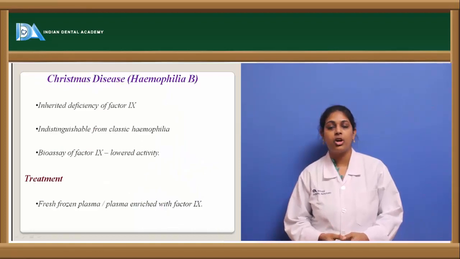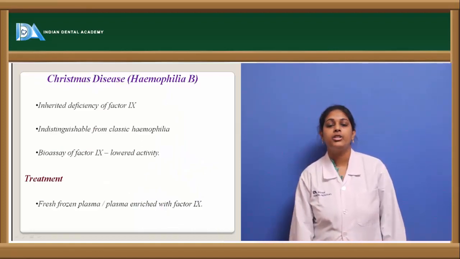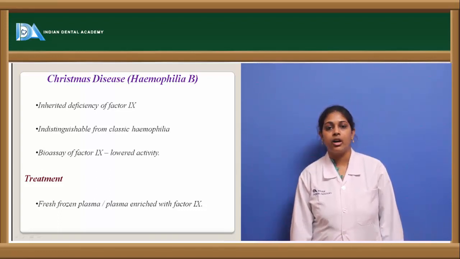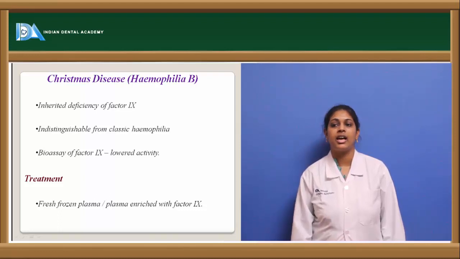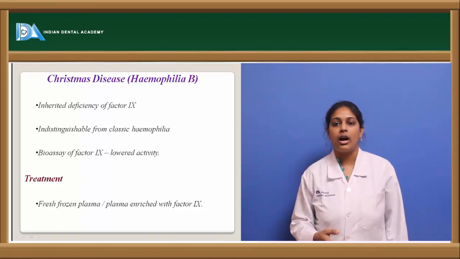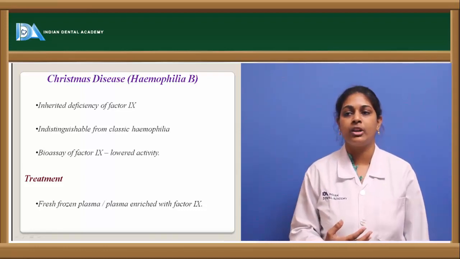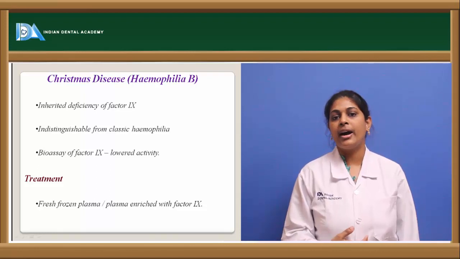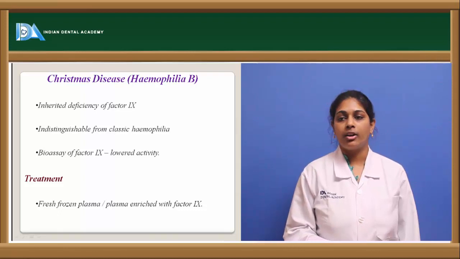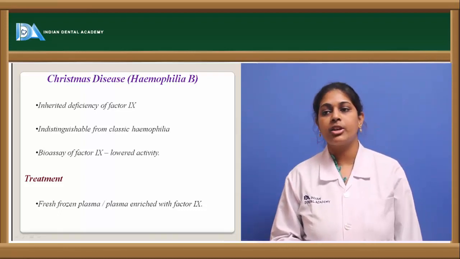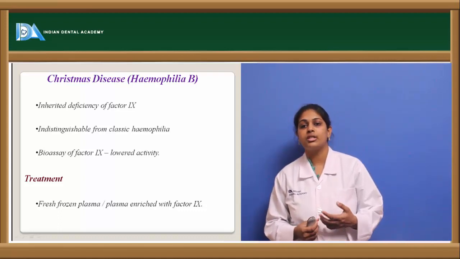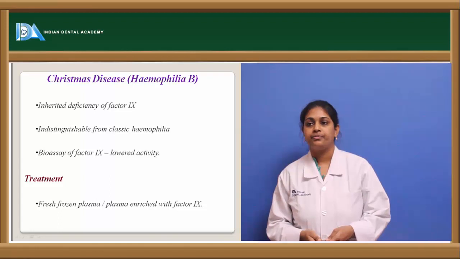Coming to the Christmas factor, also known as hemophilia B, it is because of a deficiency in clotting factor 9, and it is completely indistinguishable from classic hemophilia. That is, the clinical features, signs and symptoms are similar to those of classic hemophilia A. Usually a bioassay of factor 9 is done, which shows lowered activity of clotting factor 9. In treatment, the patient is given fresh frozen plasma, or plasma which is enriched with factor 9.